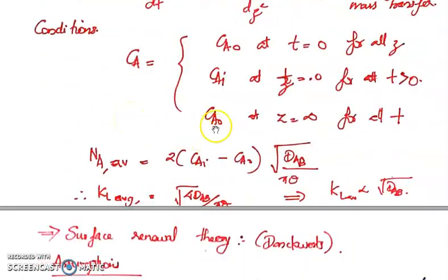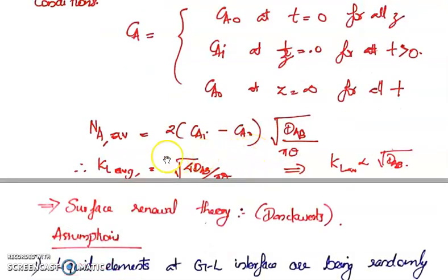Okay, so let's compare this with respect to our equation for mass flux N_A based on mass transfer coefficient. It says that N_A is equal to K_L into (C_A minus C_i) minus Z_A0. So comparing these two equations, we get K_L average is equal to root of 4 D_AB by pi theta. So here K_L average is proportional to root of D_AB. According to penetration theory, K_L is equal to square root of 4 D_AB by pi theta.